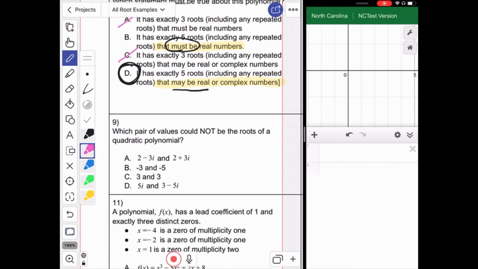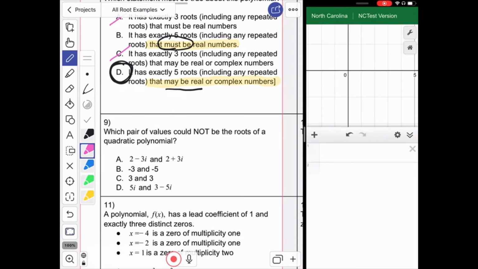All right, it says which pair of values could not be the roots of a quadratic. So remember, a quadratic has a degree of 2. It's saying, given these roots, which one could not be a quadratic? If I'm looking at this one, these are 2 real roots, so that one can be a quadratic. This would be a multiplicity of 2, so that could be a quadratic.